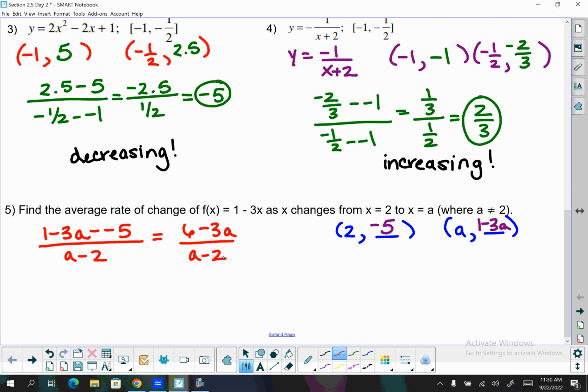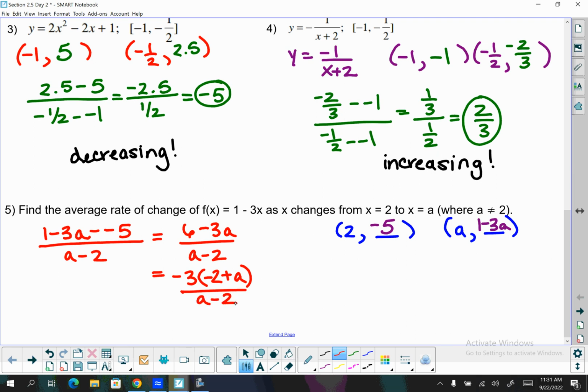I can simplify this further. What do the 2 terms in the numerator have in common? I'm going to take a 3 out. And actually, better than that, I'm going to take a -3 out. And I'll show you why in a second. If I take -3 out of the first term, what am I left with? -2. And if I take -3 out of the second term, I'm left with positive a. And the denominator is a minus 2.